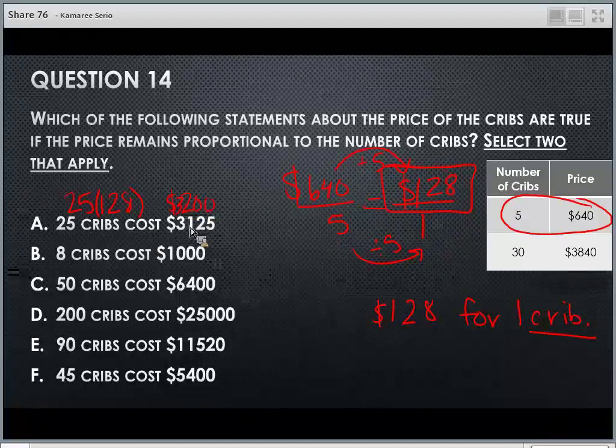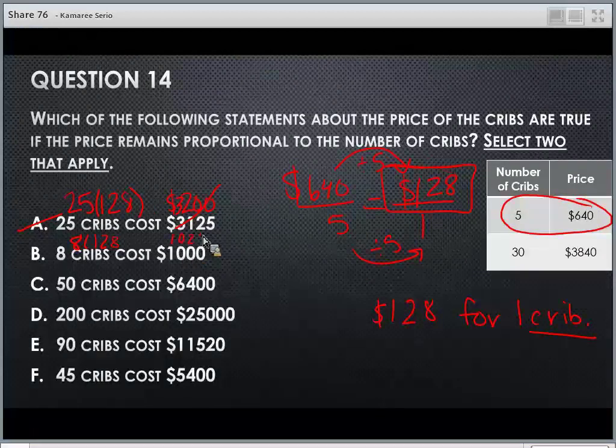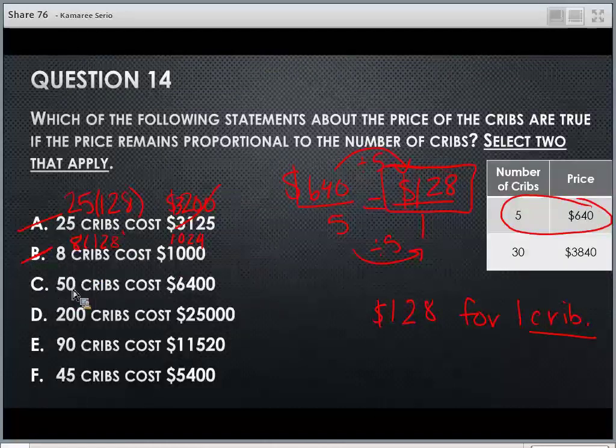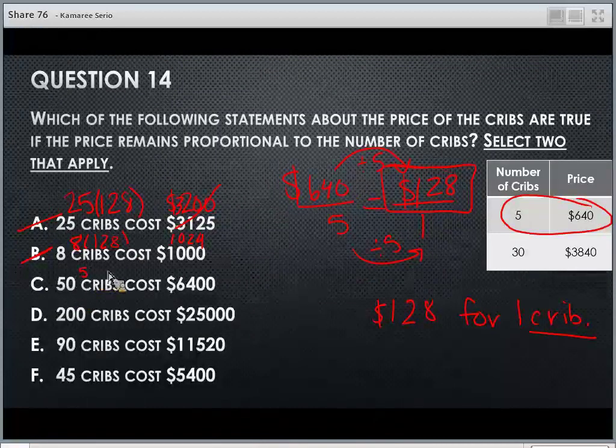3,200. Now, these two numbers are not the same, so A is not 1. If I do 8 times 128, I get 1,024. B is not one of them. For C, I do 50 times 128. 50 times 128, that is 6,400. These are the same. C is 1.